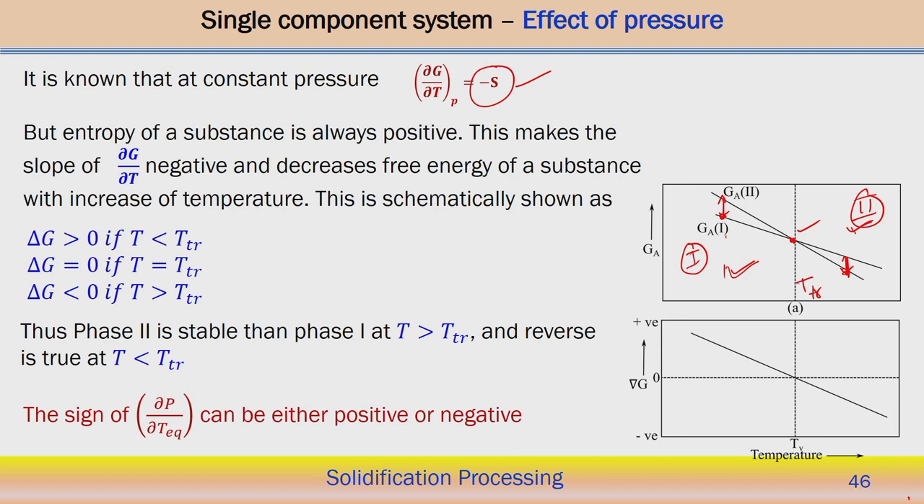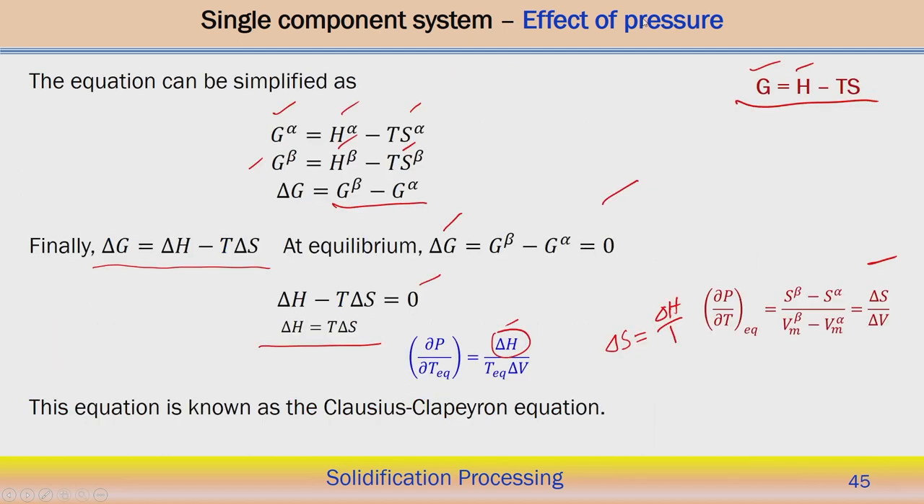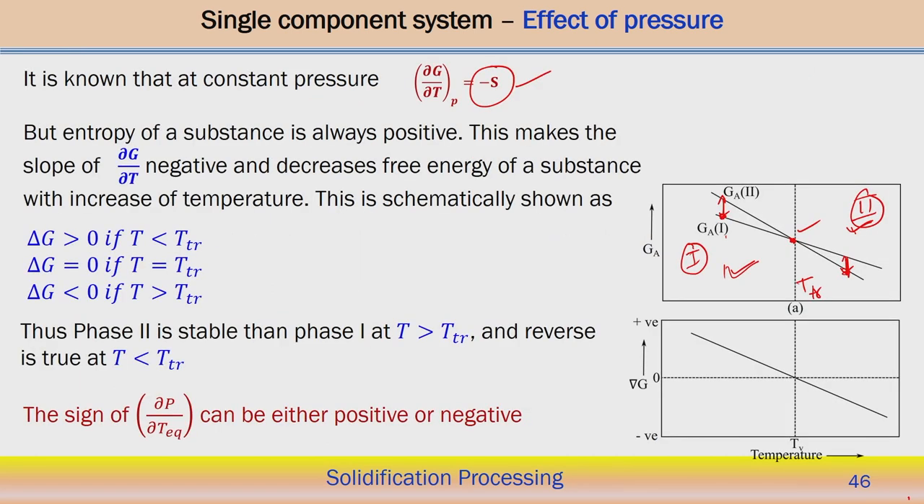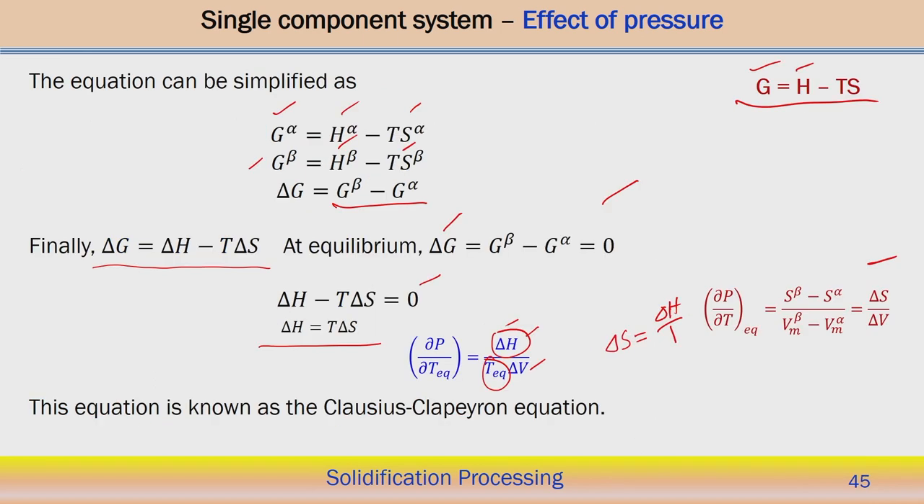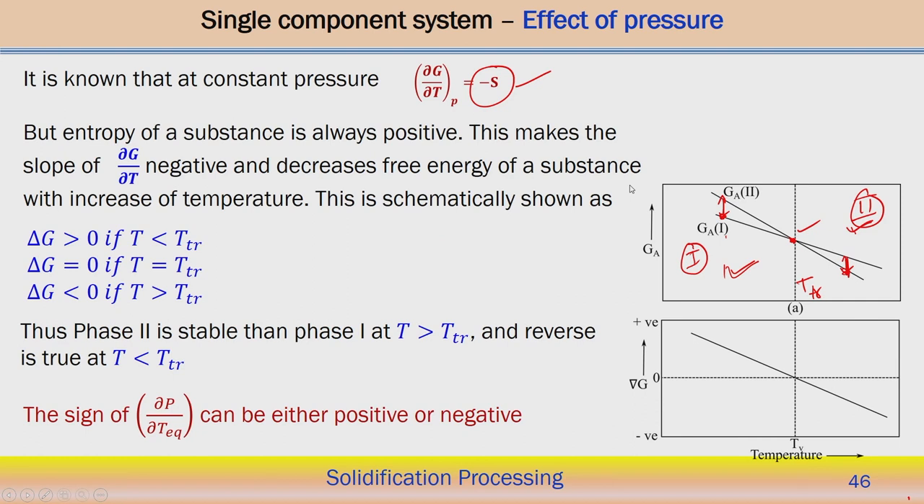Now, we have already seen the expression of dP by dT at equilibrium temperature, delta H, T equilibrium temperature, and delta V. If you want to quantify dP by dT at equilibrium temperature, this can be either a positive or a negative quantity, depending on whether delta V is increasing or decreasing, that means whether the change of the molar volume increases or decreases. Based on that, dP by dT can be positive or negative. Therefore, from there we can explain different phenomena.